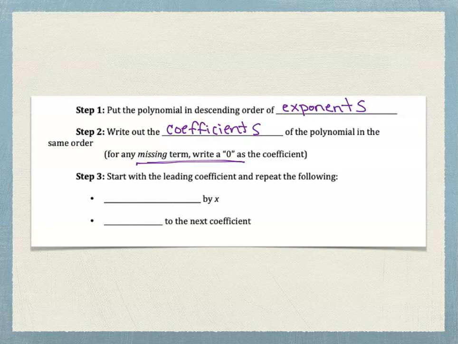And then start with the leading coefficient and repeat the following. Multiply by whatever your input is. In our example, it was 2. And then you're going to add. So we're just going to do a sequence of multiplying and then adding, multiplying and then adding. In the next video, we'll do several examples of this so you can get used to it.